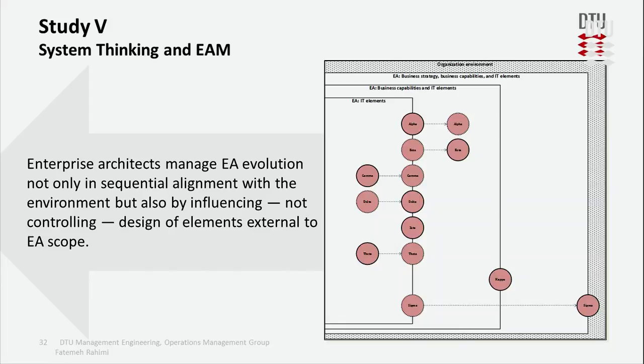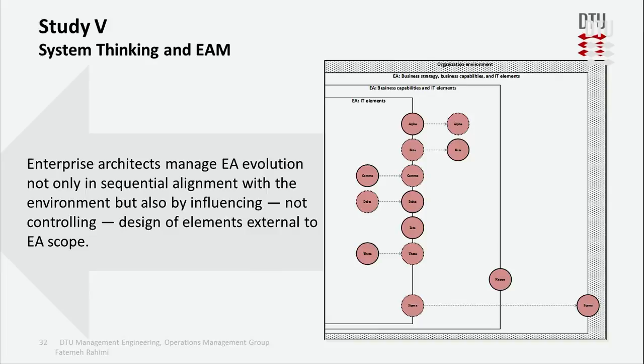In the second stage of the study, we examined the taxonomy by conducting case studies in 8 Danish organizations. Comparing the cases with each other, we identified 2 factors that differentiate the cases from each other. The first factor was EA scope. The EA scope in each of these cases corresponds to one of the 3 EA scopes that we identified in the literature review. The second factor that differentiates the cases from each other is the enterprise architect's influence over the architectural elements which are outside their EA scope. So enterprise architects in each of these groups, in more mature cases, not only understand the environment to plan EA evolution, but they also actively try to influence the environment to better plan the EA evolution.